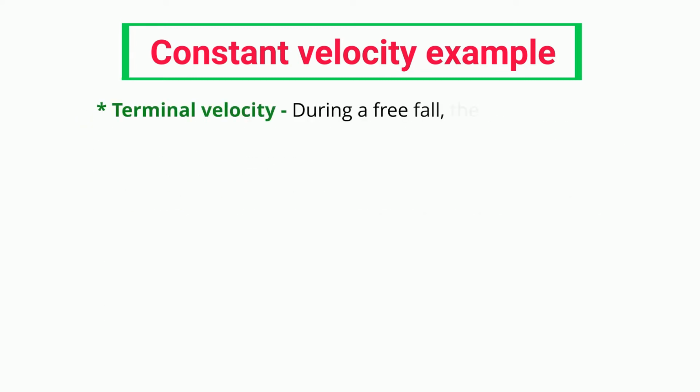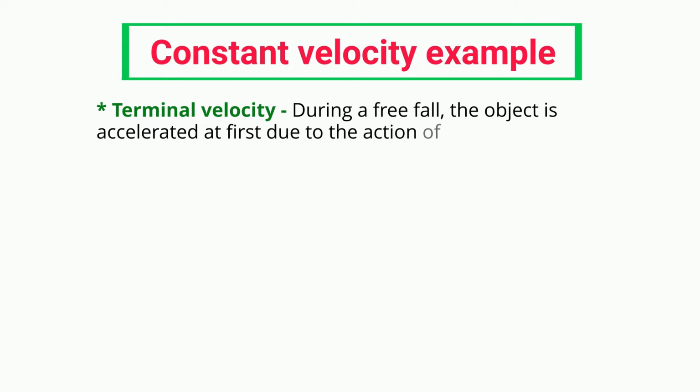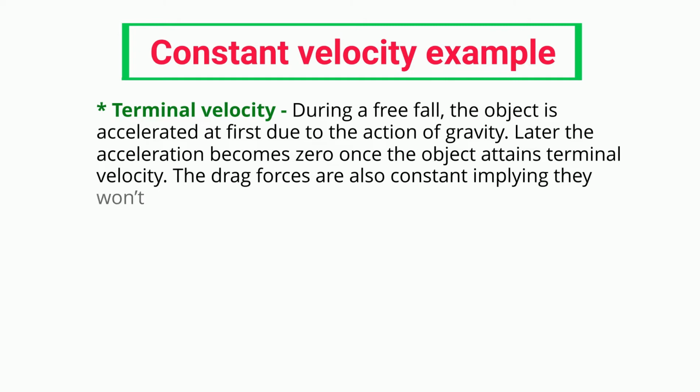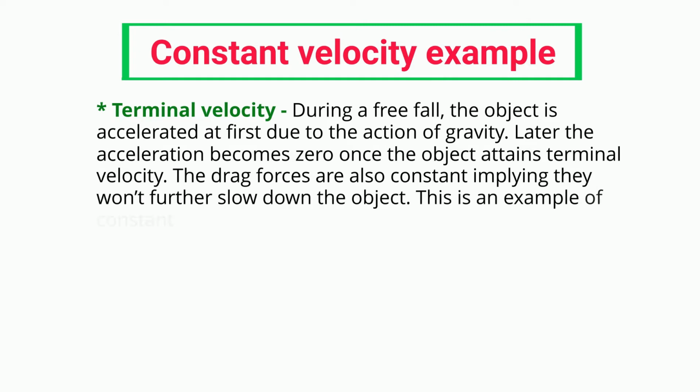Terminal velocity. During a free fall, the object is accelerated at first due to the action of gravity. Later the acceleration becomes zero once the object attains terminal velocity. The drag forces are also constant, implying they do not further slow down the object. This is an example of constant velocity motion.